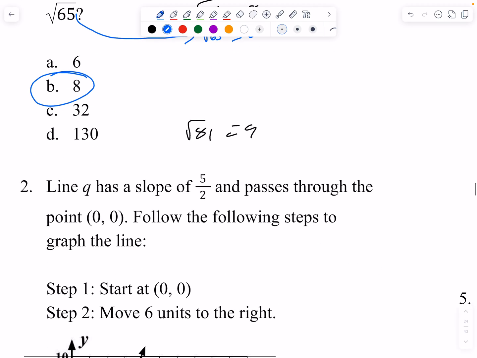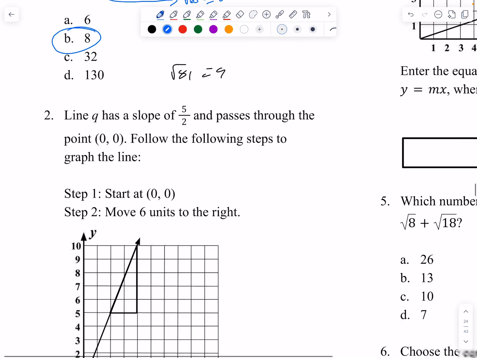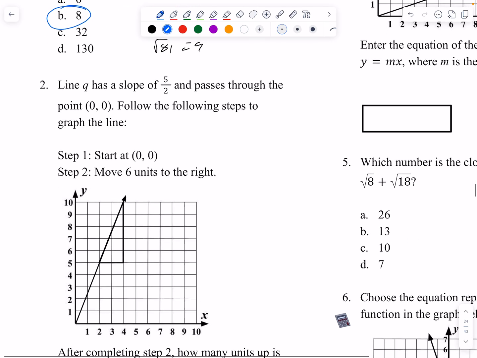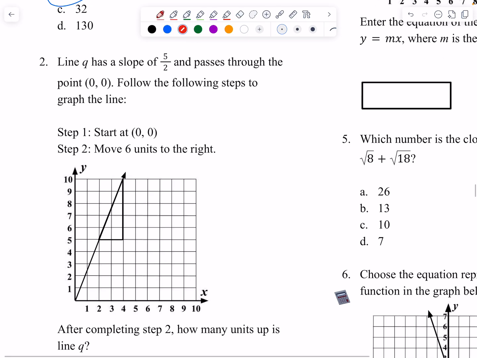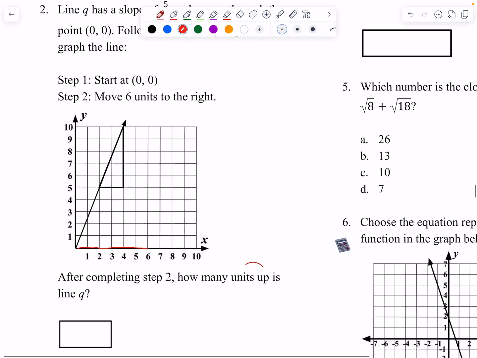Line Q has a slope of 5 over 2. It passes through the point 0, 0. Follow the steps below to graph the line. So start at 0, 0, and then it says move 6 units to the right. So the question is, according to step 2, how many units up? In other words, how much are you going to go that way?